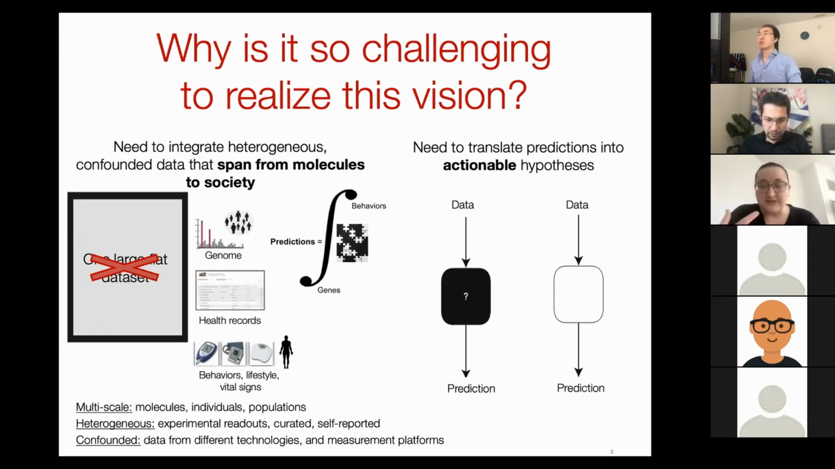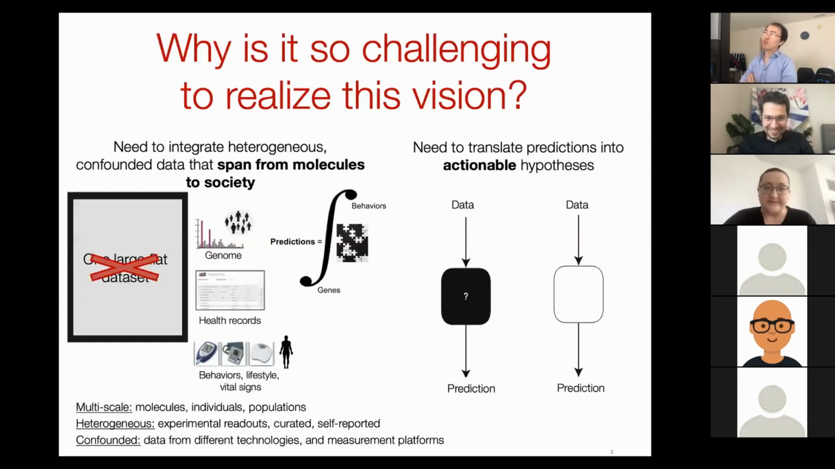So data sets are multi-scale, going from molecules to populations, and heterogeneous in the sense that they might come from experimental readouts. Some are curated or self-reported, and because of that, they're also confounded in ways that we need to consider, because they come from different technologies, different measurement platforms, or different clinical sites.